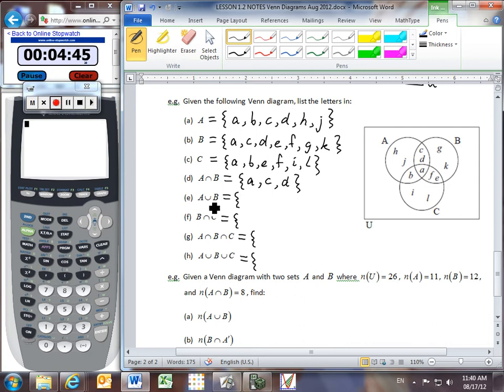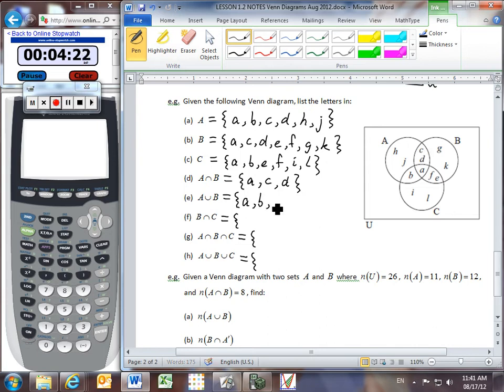Meanwhile, A union B is catching all of the elements that belong to A or B. So we've got all of the elements in A, B, C, D, H, J, as well as the elements that are in set B, E, F, G, K. I've already counted the A, C, and the D. I don't need to count them twice. All right, so let's list them all then.